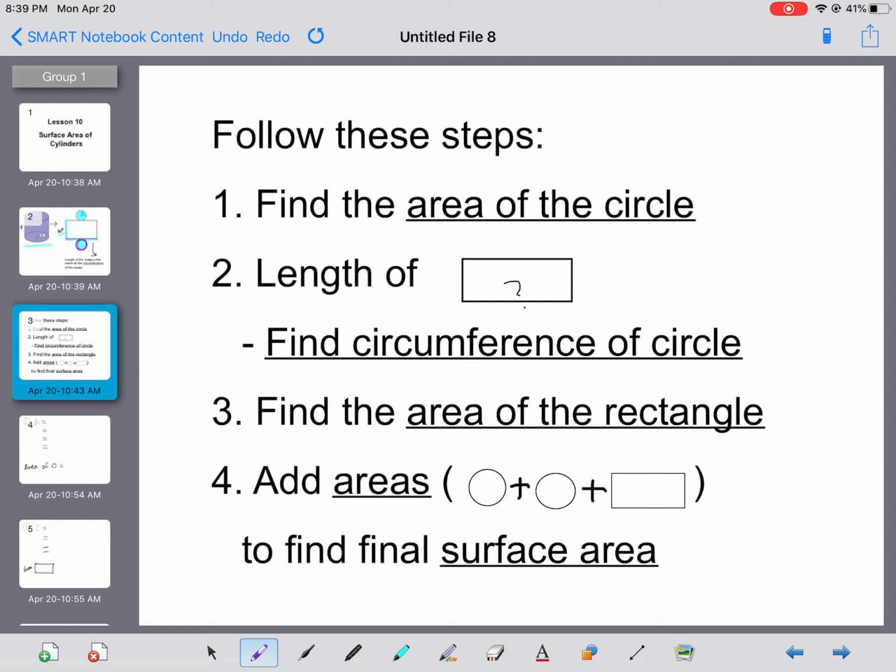On your page 25, you have a follow these steps section. I would like you to fill in the missing words. These are the steps that you are going to follow in finding the surface area of the cylinder. Pause the video right now, write down the steps, and then once you hit play again, we'll go through the steps and I'll explain exactly how they work.